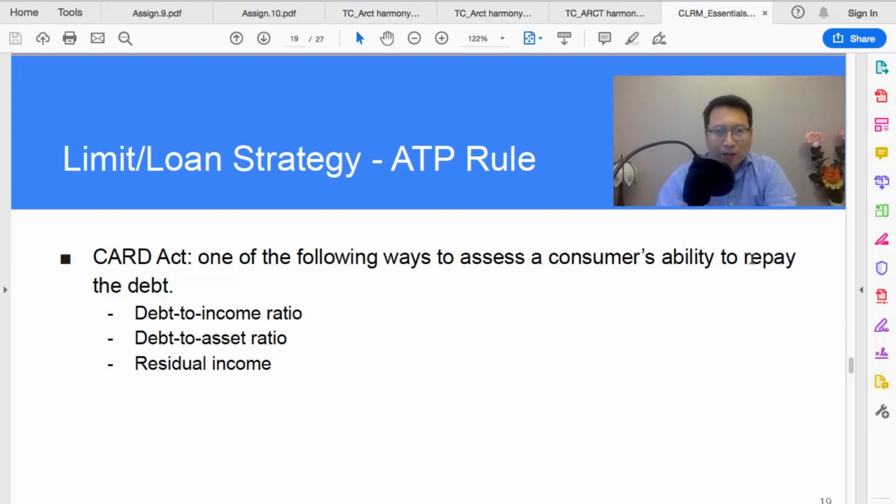The Card Act stipulates that lenders, this is for credit card issuers, but many lenders adopt the same principle as well, because it's really a good, prudent principle. So for the card issuer, you need to adopt one of the following ways to assess a consumer's ability to repay the debt. There are three options: debt to income ratio, debt to asset ratio, and residual income. Let's look at these three options one by one.